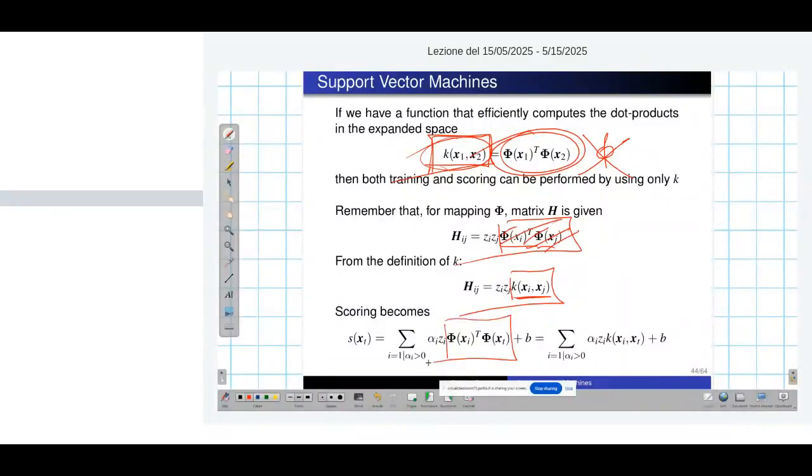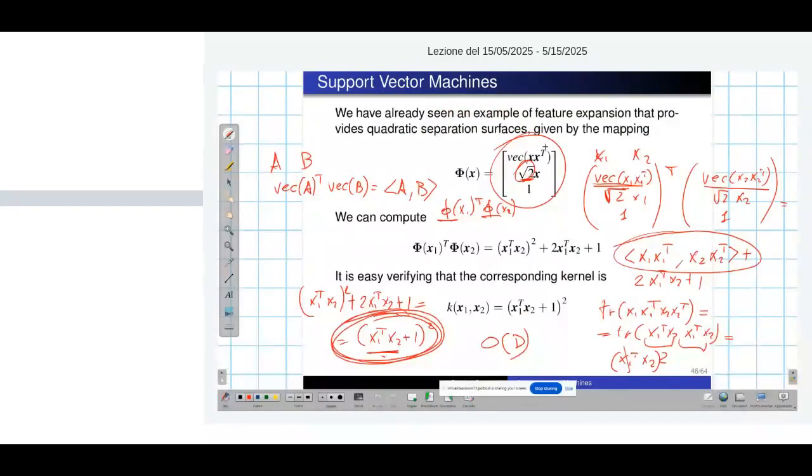At test time, I need to compute the products between expanded training supervectors and expanded test vectors. Again, this corresponds to kernel functions between the training set point and the test set point. But this kernel function computes these products in an efficient way that does not necessarily have the same complexity as building the full expansion.